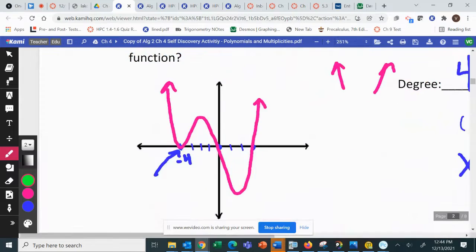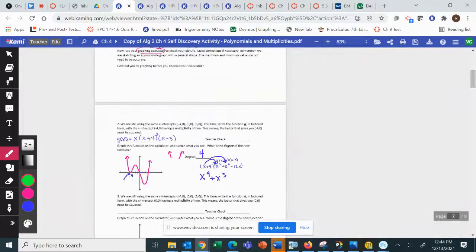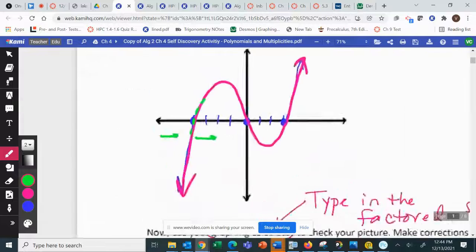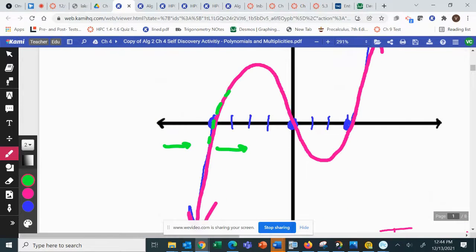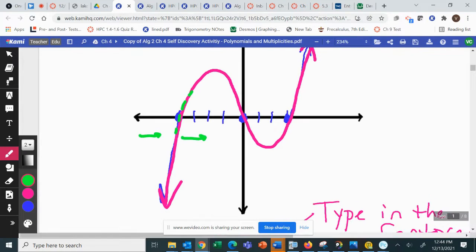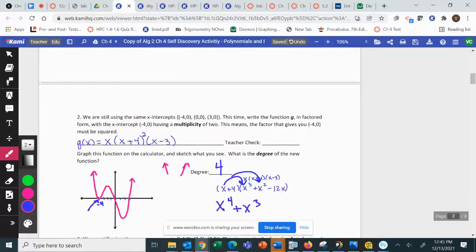Imagine you're riding the roller coaster. Well, yeah, the squared is in the equation. I want to know what's happening on the graph. Imagine I'm riding the roller coaster. This is the first one. I'm riding the roller coaster and I'm going up and I just go right through -4. Then I go down and I just go right through 0. And then I go up and I go through 3. So I go through.